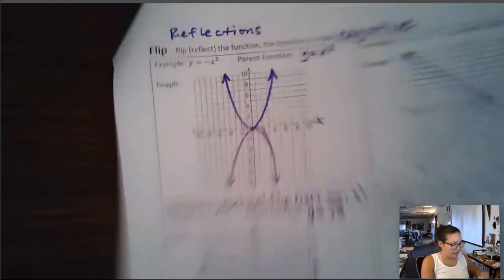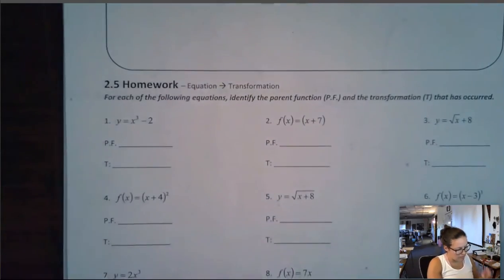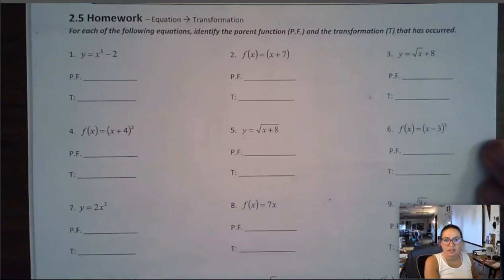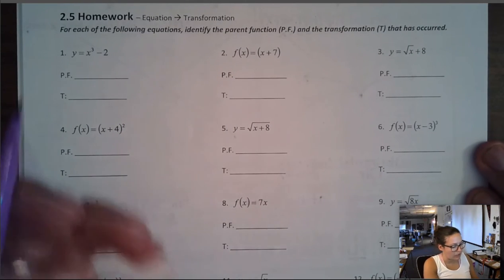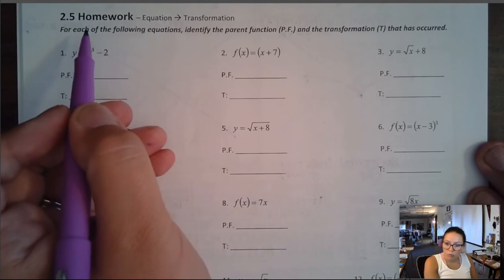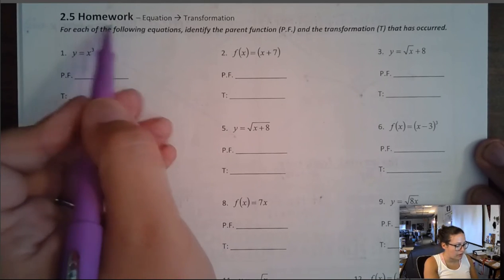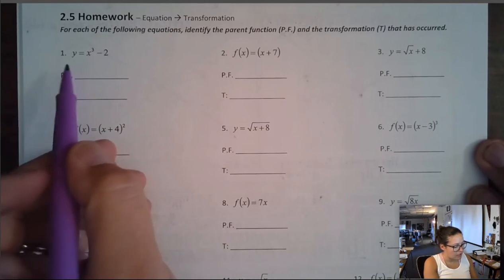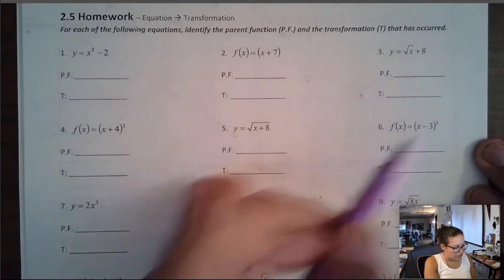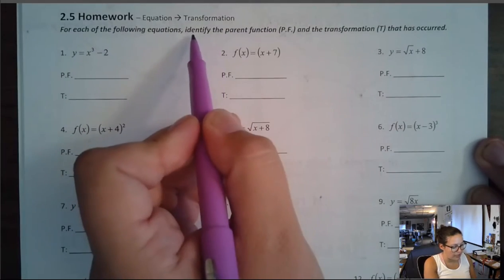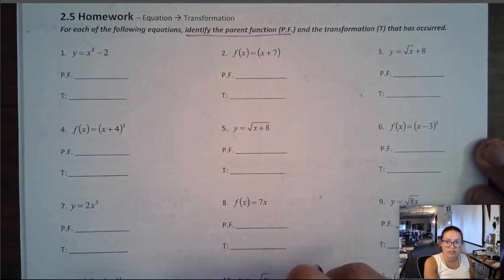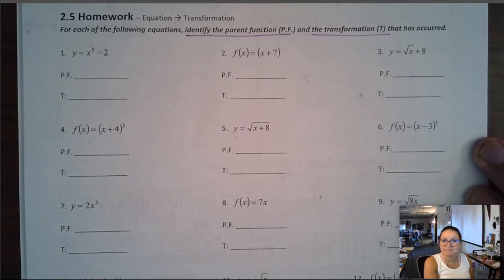All right, please flip to page 20 for me. This is what you're going to be working on for the rest of the time today. And this is what I'm going to be checking on Monday for homework points. So, 2.5 homework. You are given a bunch of equations here. And what you are going to do is identify the parent function and the transformation that has occurred.